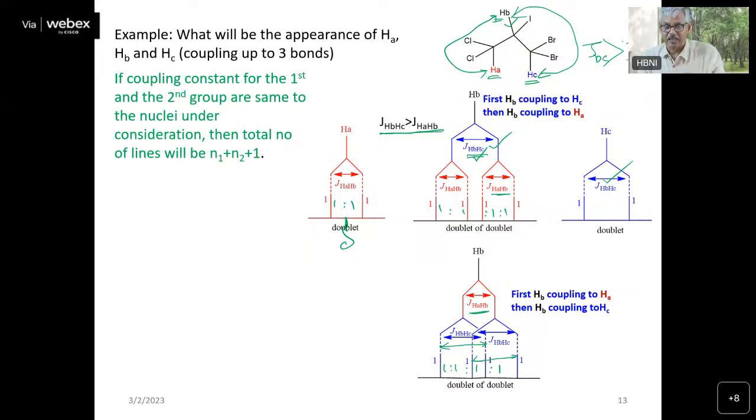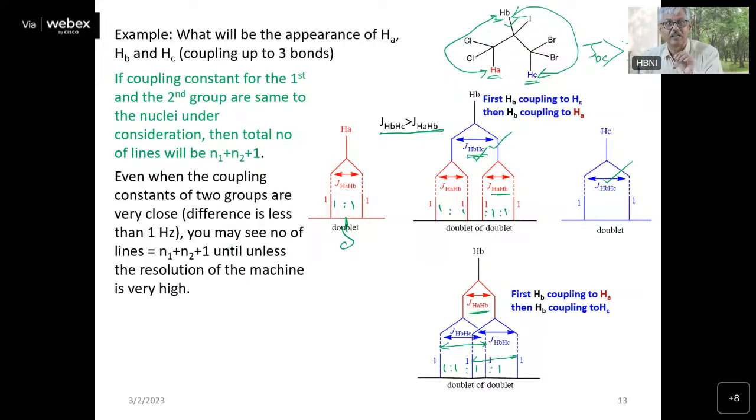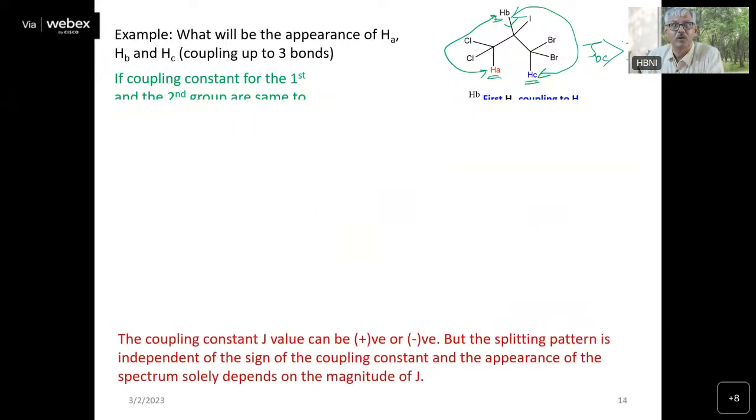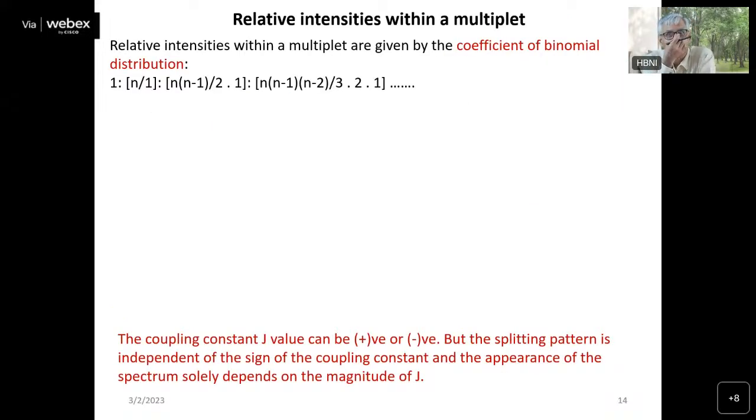Now if the coupling constants of HA and HC to HB are the same, then the number of lines will be N1 plus N2 plus 1. In that case, you will not get a doublet of doublets, you will get a triplet. These two lines will merge here and you will get a triplet. Even when the coupling constants of two groups are very close, less than 1 hertz, the number of lines will again be N1 plus N2 plus 1, unless the machine resolution is very high. The line separation corresponds to the coupling constant that I have already told you. Now let us see what the relative intensities within a multiplet will be.